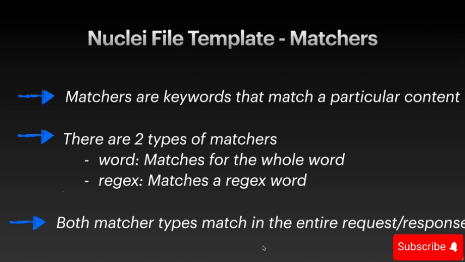Matches are the keywords that match a particular content inside any file. There are two types of matches in file-based templates. The first one is word and the second one is regex. Both matcher types match in the entire request and response. Word matches the exact same word in the whole file, whereas regex matches a regex pattern in that file.